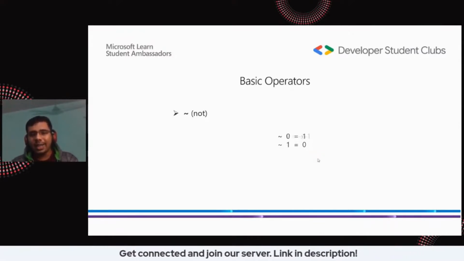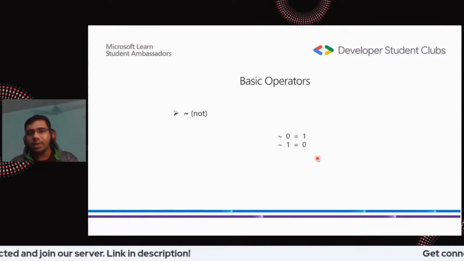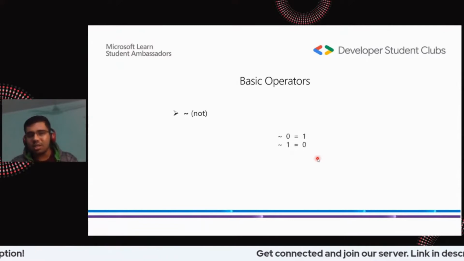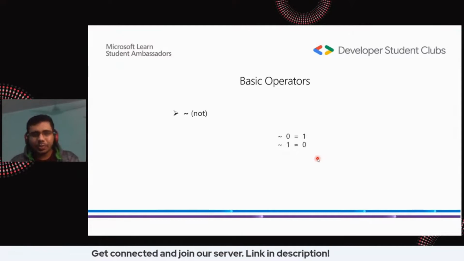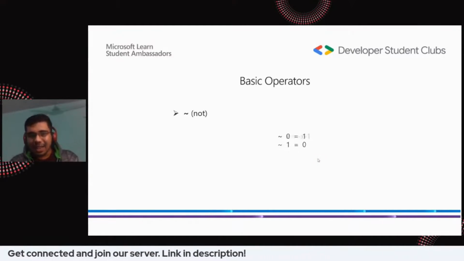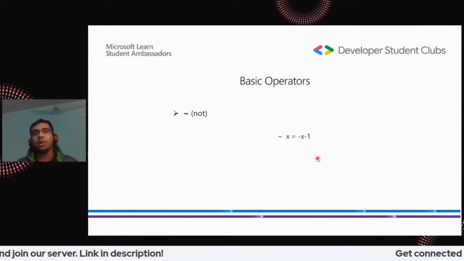Say we have 29, and we try to do the NOT of that number, then what would happen to the number? Just a question. If you know, just write it down in the comments. I will be happy to hear that. But let's understand what happens in the back when you are doing a NOT.